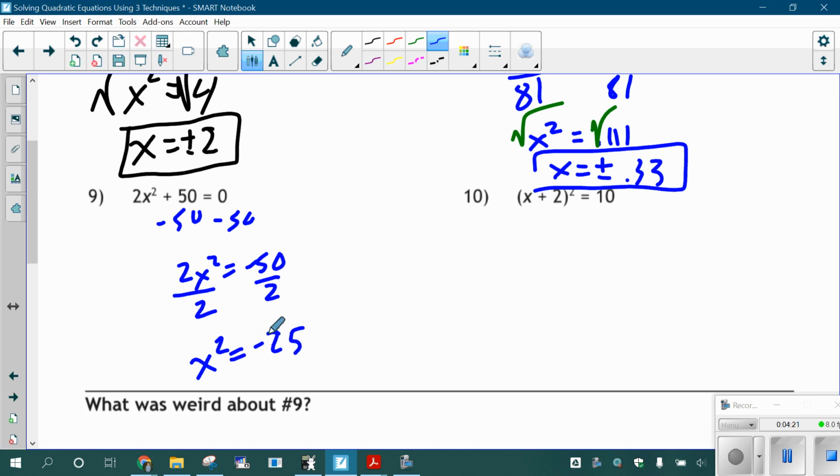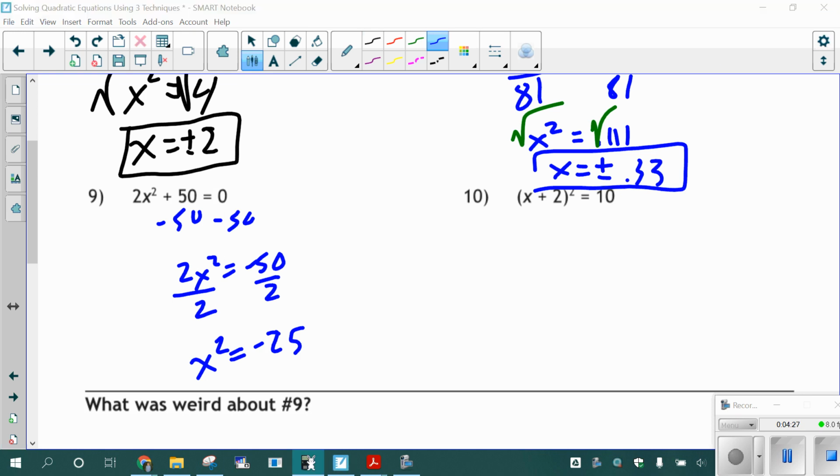And I hope you're thinking, well, this is kind of weird. But if not, let's keep going. Let's square root both sides. Go to your calculator. Type in the square root of negative 25 into your calculator. And it says error, non-real answer. And that's because you can't square root negative numbers.